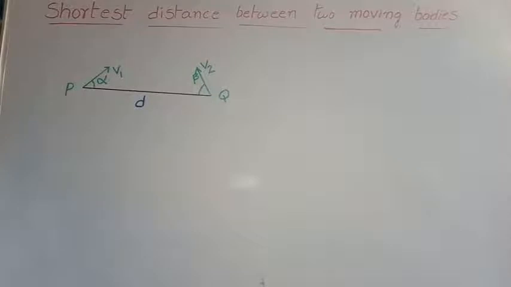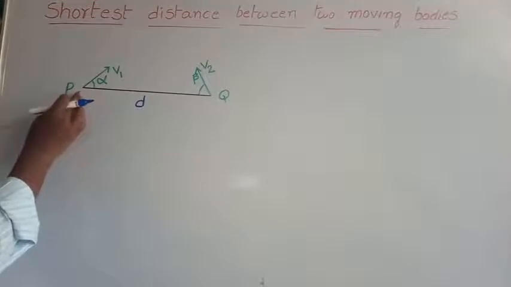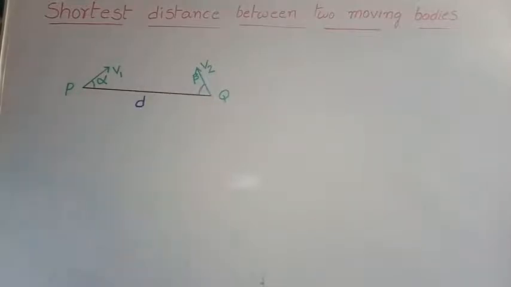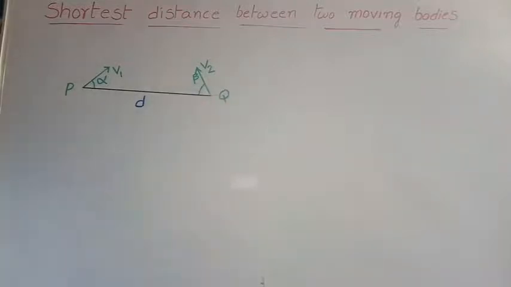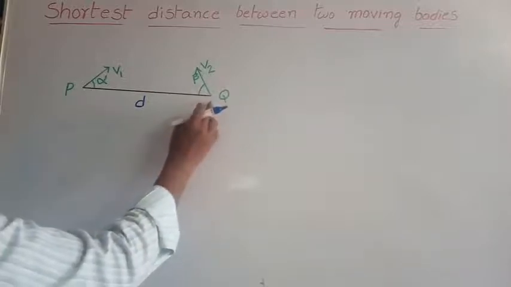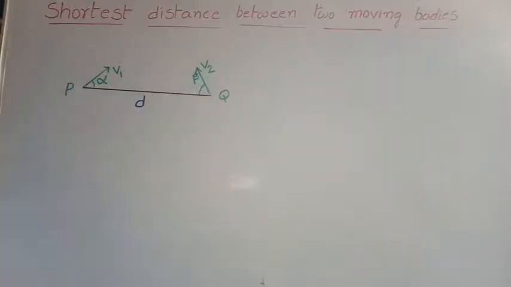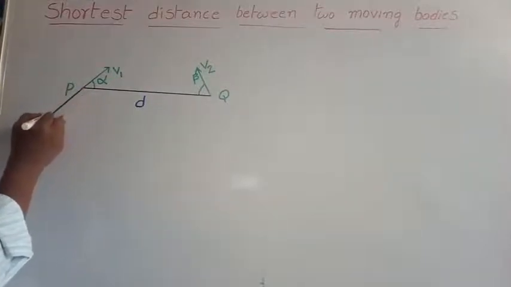How to keep one particle virtually at rest? Suppose I want to keep particle P virtually at rest. To keep particle P virtually at rest, we should add minus V1 to particle P and particle Q. Suppose you want to keep particle Q virtually at rest, then we should add minus V2 velocity to particle Q and particle P. In this problem, I want to keep particle P virtually at rest. That's why I am adding minus V1 velocity to the two particles.